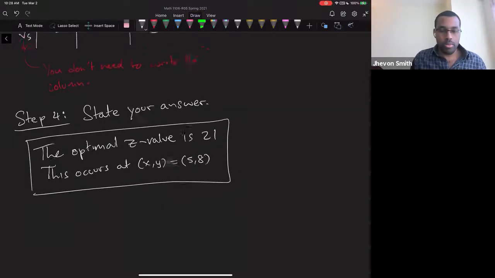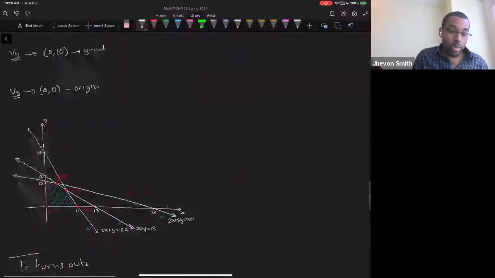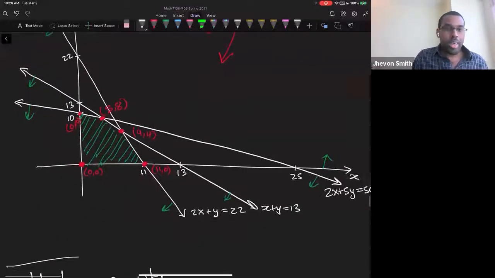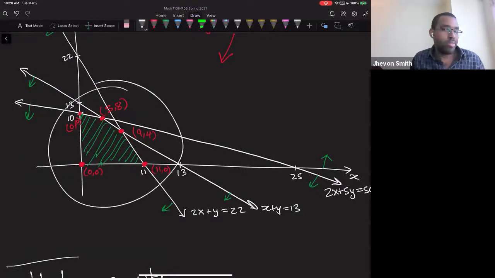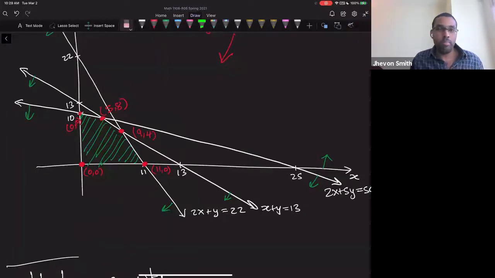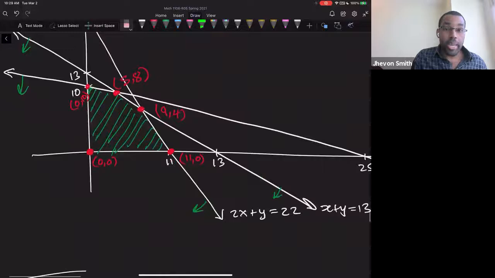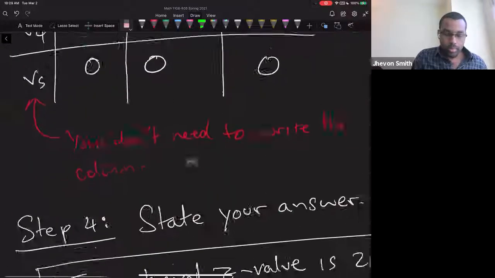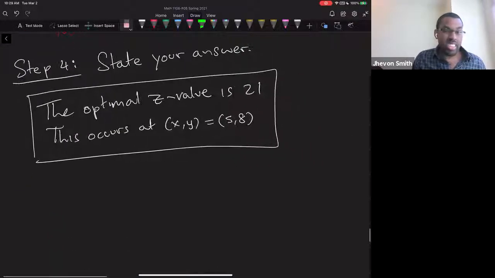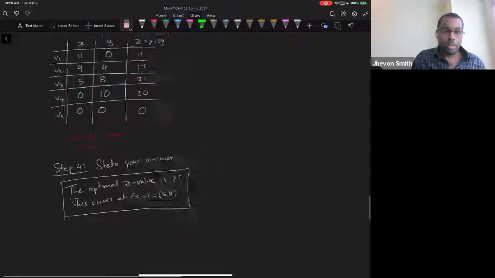You will not be able to find a higher value. And if you don't believe me, go home, pick 100 other points that fall inside this region. I dare you. None of them will give you a value higher than 21. 21 is the biggest you can get here. And that's essentially optimization, linear programming.